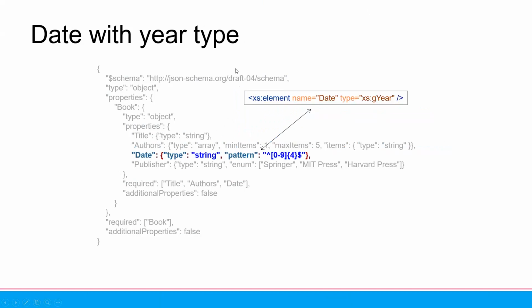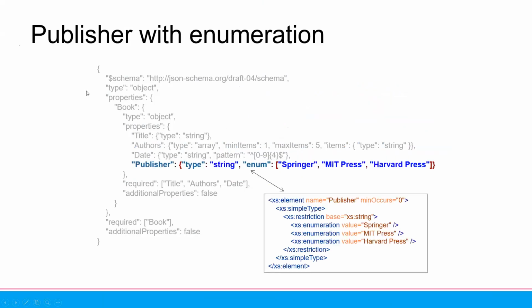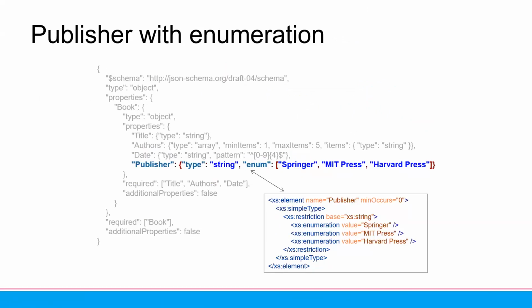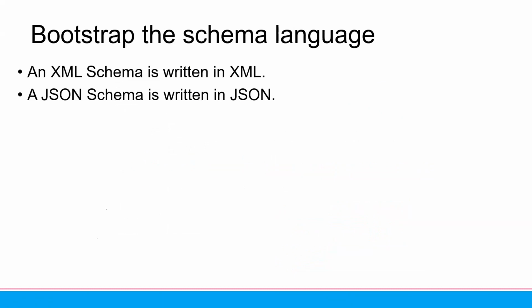And if you are dealing with the date, in XML, they have a particular format, which is only defining year. But in the JSON, you need to define a kind of pattern with a regular expression. And for the publisher, you can just use the enum function to limit the selection. But when you are doing it with the XML, you need to give this restriction. So those two are the differences between the XML and the JSON schema. This is obvious. When you are dealing with the XML schema, it is written in XML, and when you do the JSON schema, it is written in JSON format.